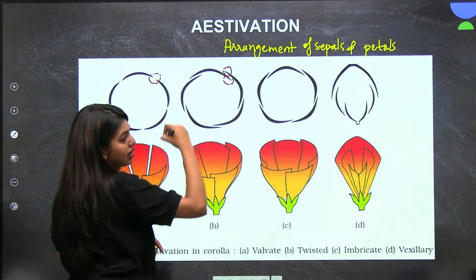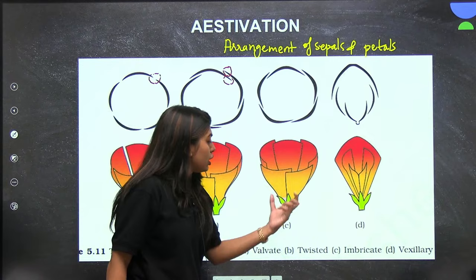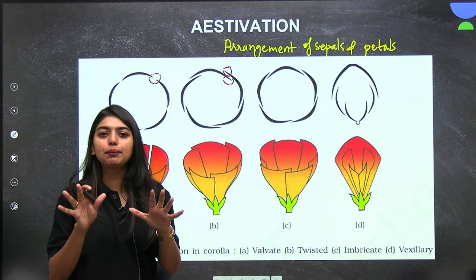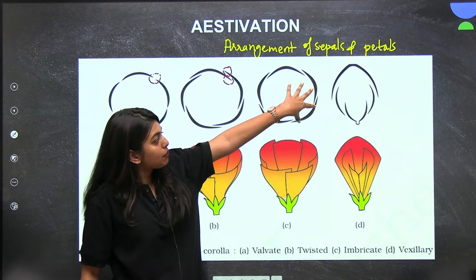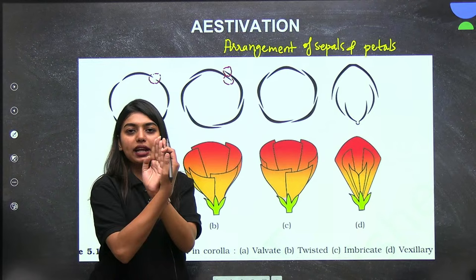Okay, twisted aestivation. Now, looking at these two, you will be like, ma'am, it's almost the same. No, here overlapping is not in any particular direction. Maybe one will be completely inside, one of them will not overlap to one side, one might overlap. So here, overlapping is not in any particular direction. It could be like this, like this, like this. But that is not the case of twisted.